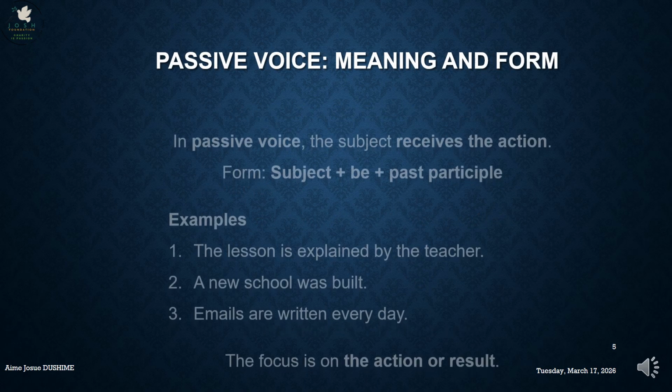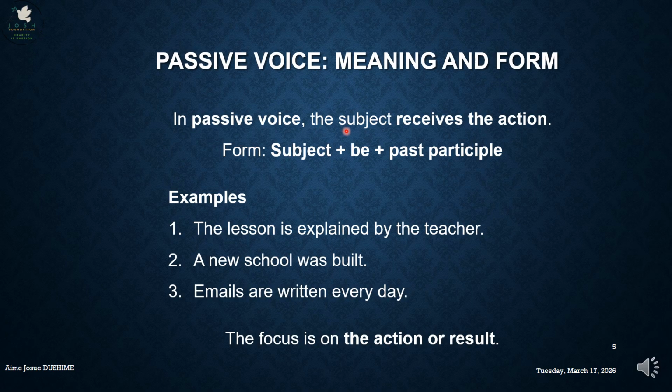How about the passive voice? In passive voice, the subject receives the action. We looked at the first as active. In active, the subject does the action, but in passive, the subject receives the action. We have subject, verb to be, V3, which is the past participle. The lesson is explained by the teacher. A new school was built. Emails are written every day. Here the focus is on the action, or the focus is on the results.